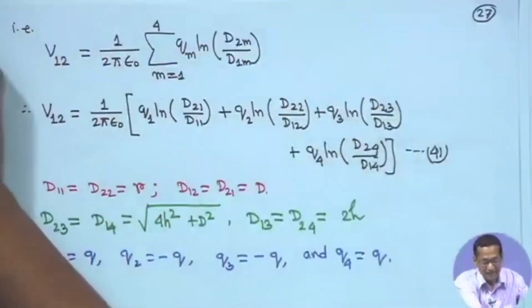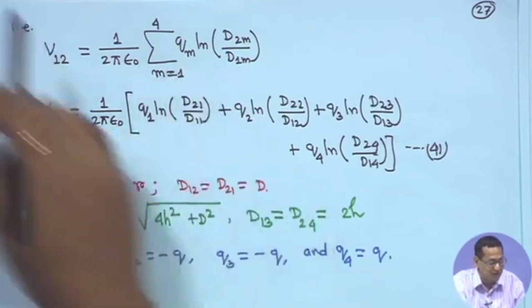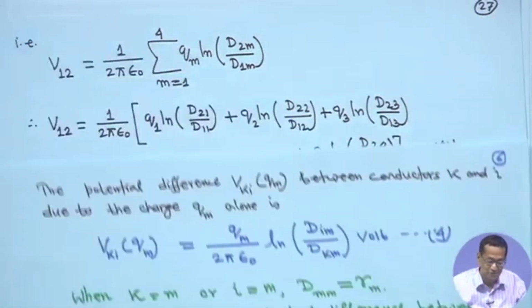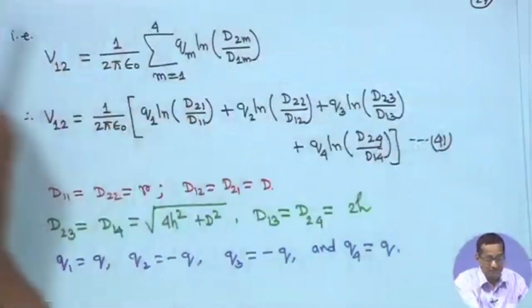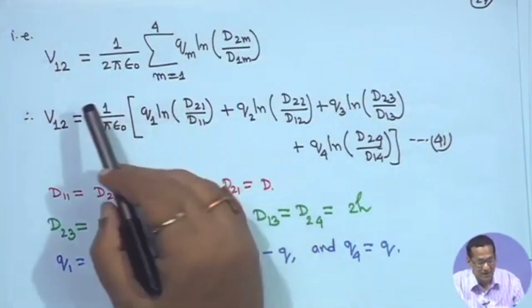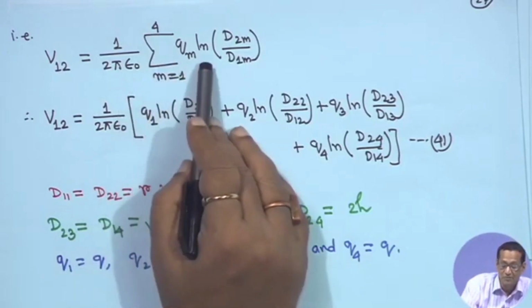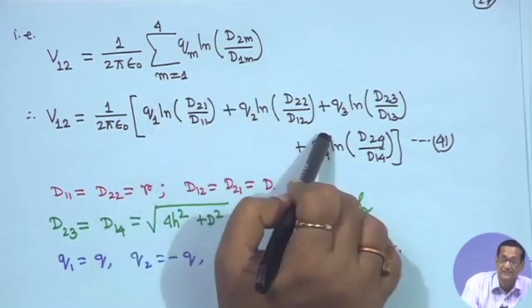So, here the same 1 upon 2 pi epsilon 0, m is equal to 1 to 4, and here k is equal to 1 and i is equal to 2. That means, if k is equal to 1, it is d1m, if i is equal to 2, d2m, right. Therefore, equation 5 becomes 1 upon 2 pi epsilon 0, m is equal to 1 to 4, qm ln d2m upon d1m. Now, you expand this, right.